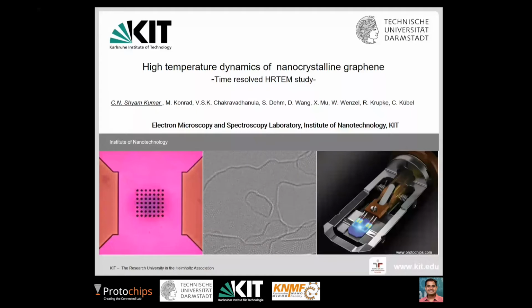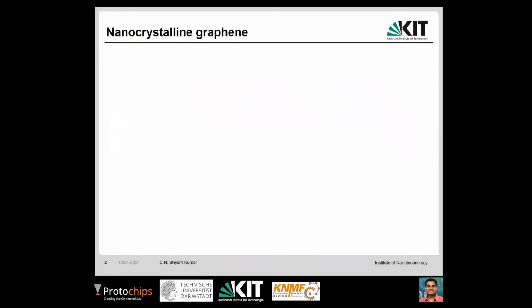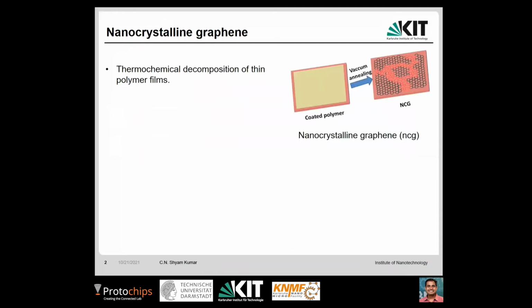Before going to the results, a brief introduction about nanocrystalline graphene. Nanocrystalline graphene is formed by the thermochemical decomposition of a thin polymer film. So you vacuum anneal a thin polymer film. This is a catalyst-free process which inhibits the growth of the domains, and the domain size, or the crystallite size, falls in the order of a few nanometers, which is why it is called nanocrystalline graphene.